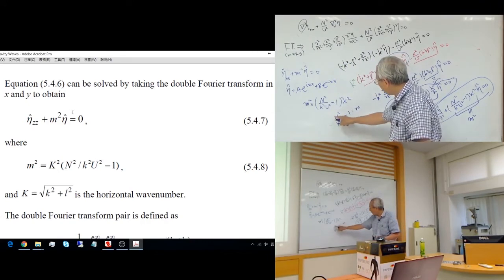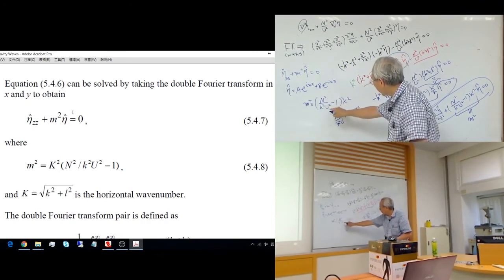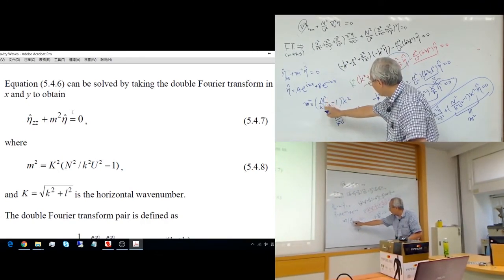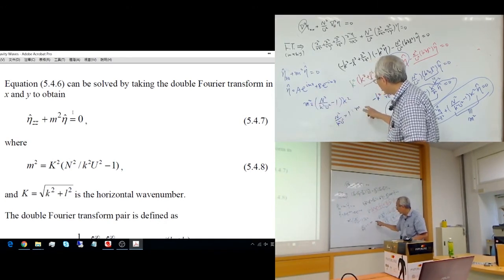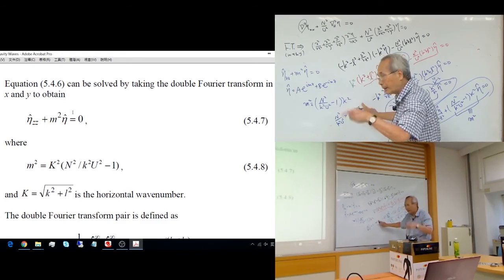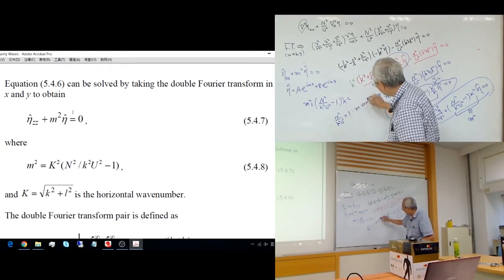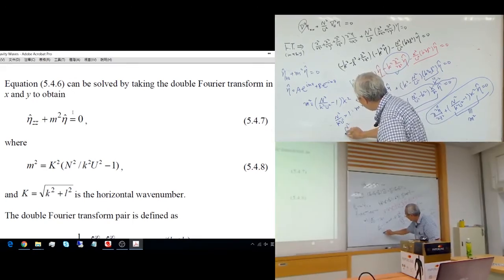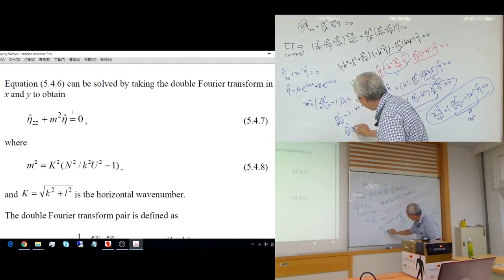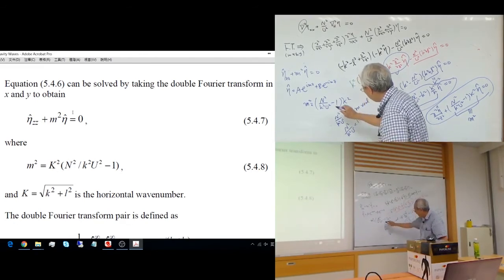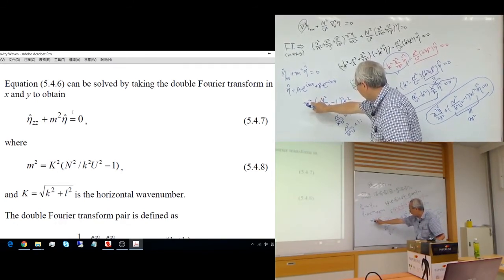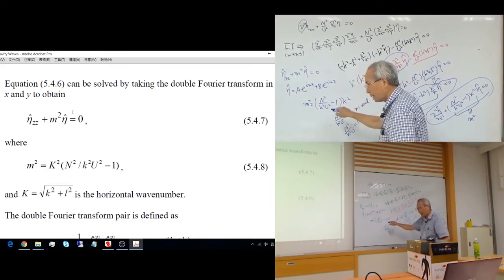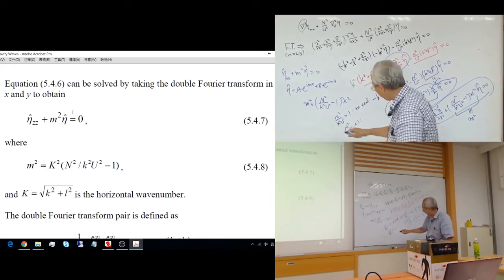If n² is greater than 0, this whole thing will be greater than 0. So when you take the square root, it's going to be a real number. It can be positive or negative, but it will be real. If n² divided by k²u² is less than 1, then this will become negative, so when we take the square root, the right-hand side will become imaginary.